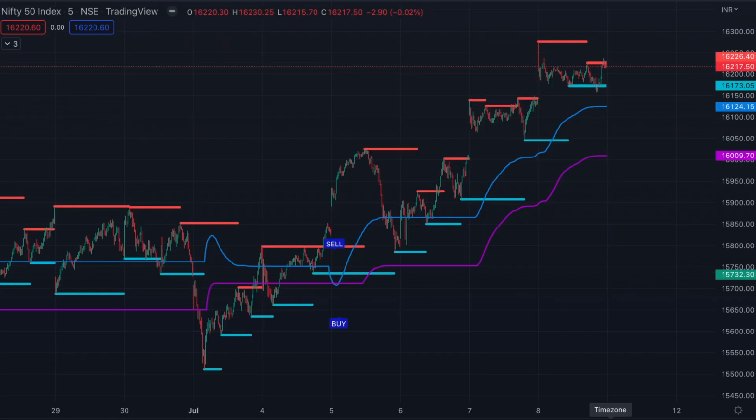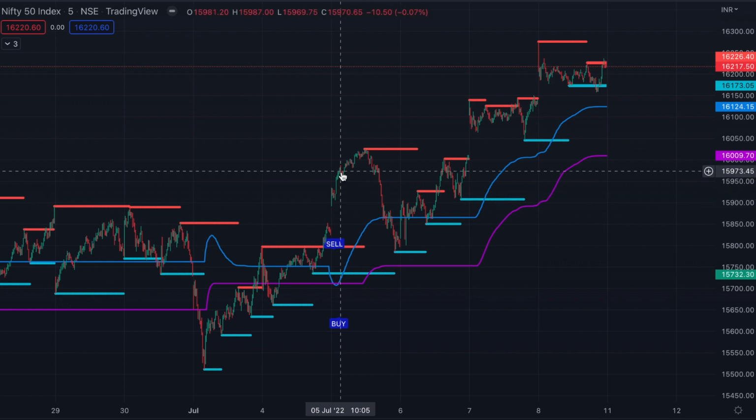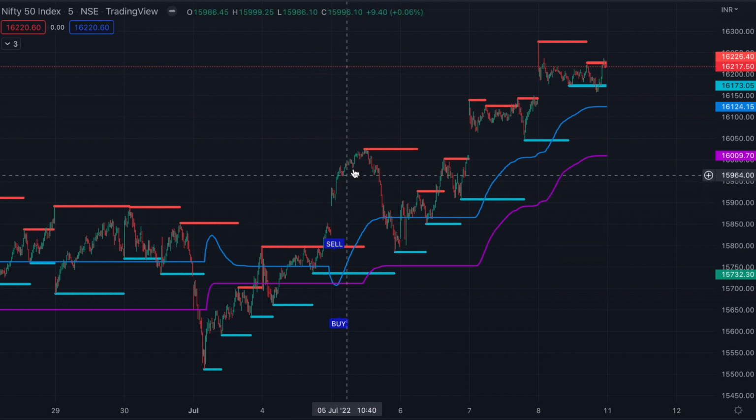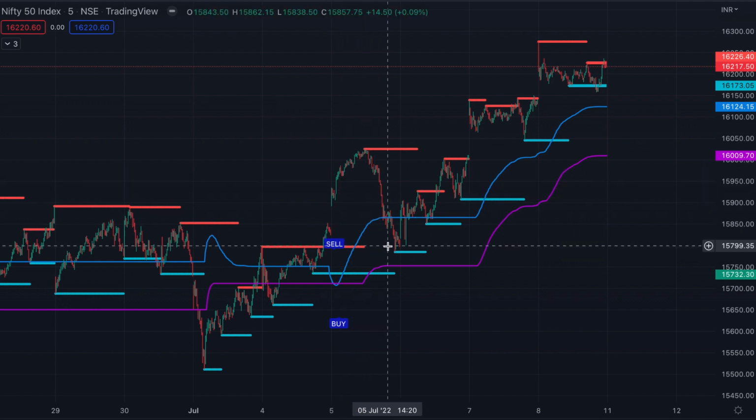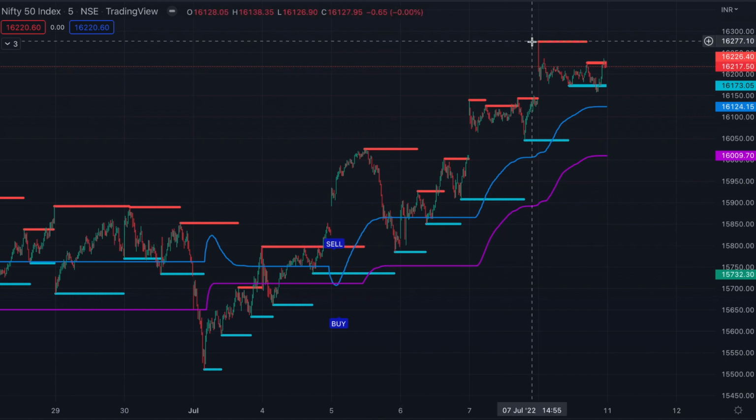Now I know I'm going to get flooded with messages asking me if this strategy works on shorter time frames. Yes, it does, but the profitability reduces a bit. I'll just show you how. This is a 5-minute chart of Nifty 50 index. We got a sell signal right here, but immediately the sell signal was converted into a buy signal over here. This is our stop loss. The instrument came very close to the stop loss and then bounced back right up.